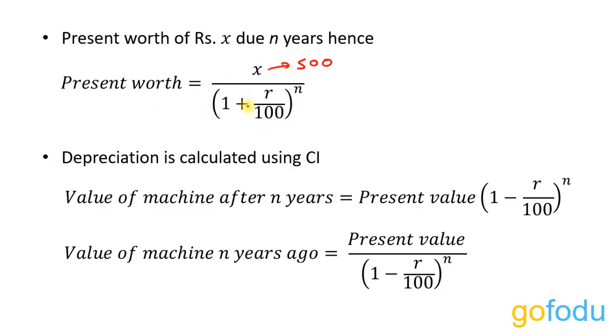Now when you buy a car, its value depreciates with time, and that depreciation is calculated using compound interest formula. Only in place of plus, here we have a minus sign. So value of machine after n years is present value into (1 minus r upon 100) whole raised to n, and present value could be calculated by taking this whole to the denominator in the left hand side.